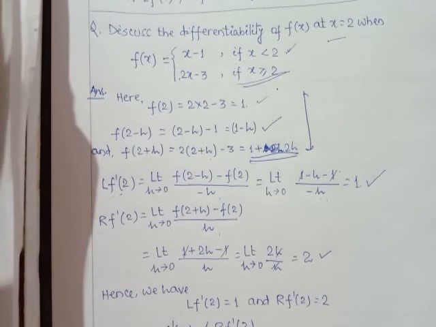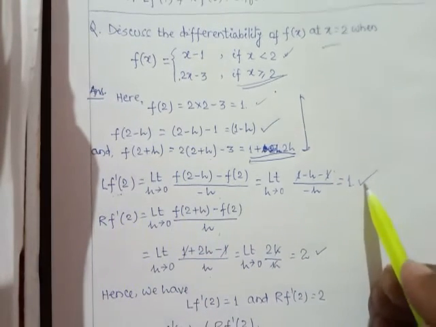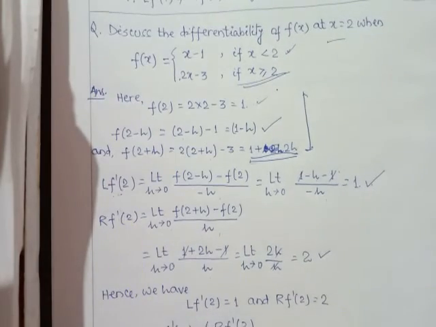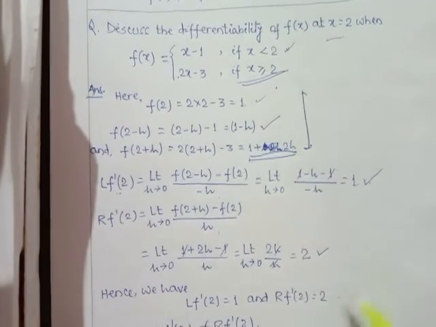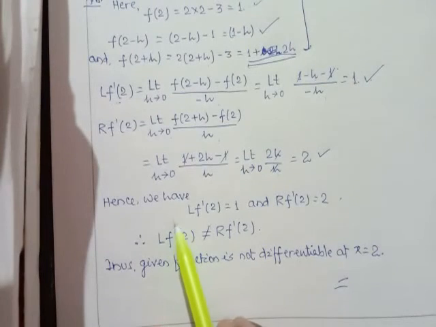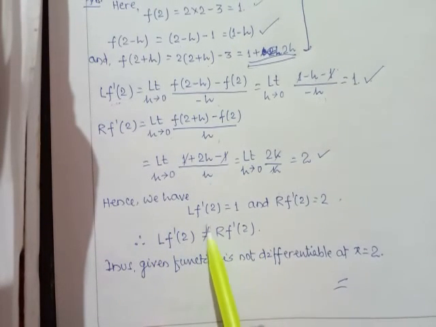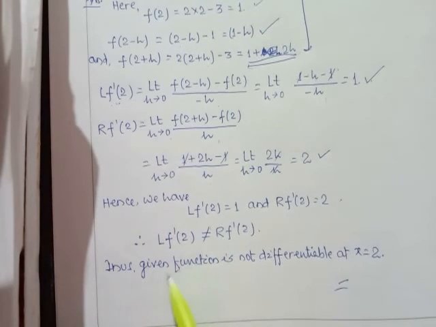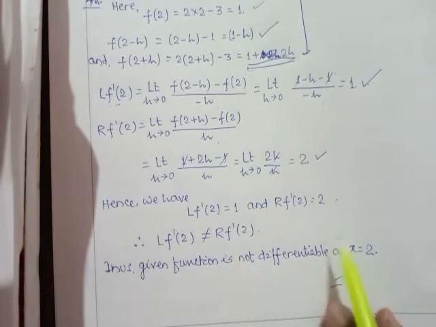Now see here, left hand derivative is 1, right hand derivative is 2. It means left hand derivative and right hand derivative are not equal. So the function is not differentiable at x is equal to 2.